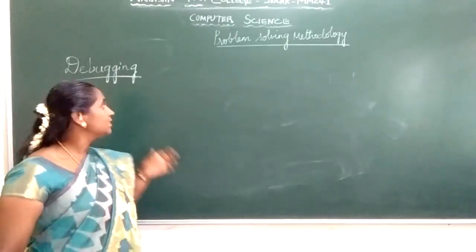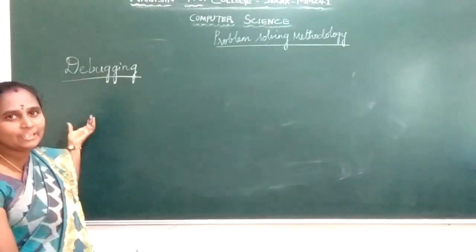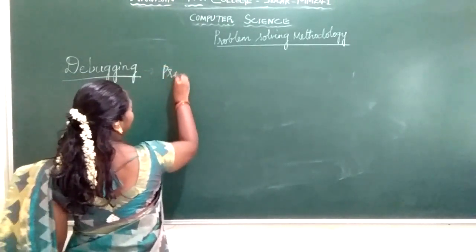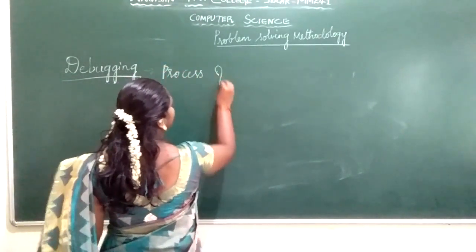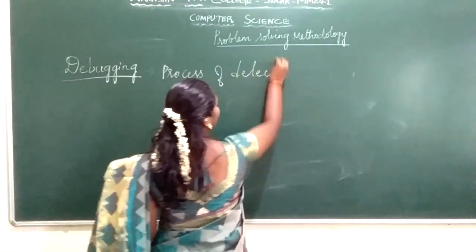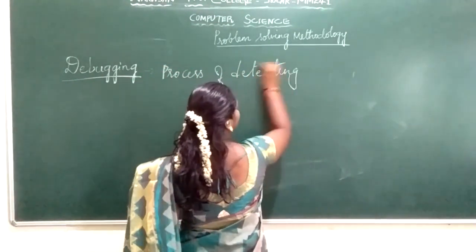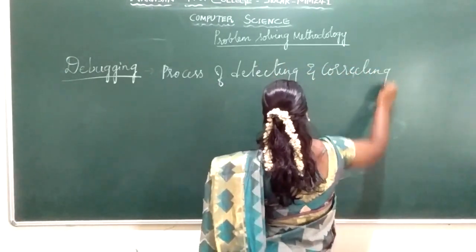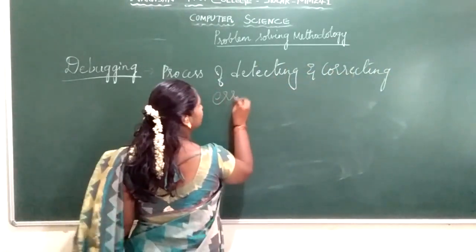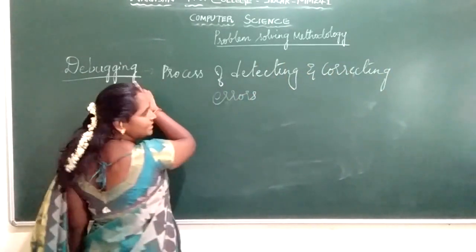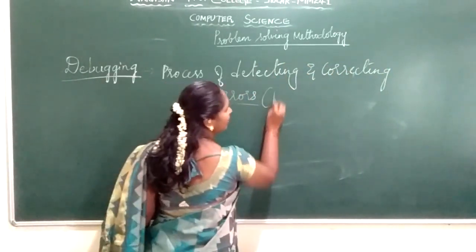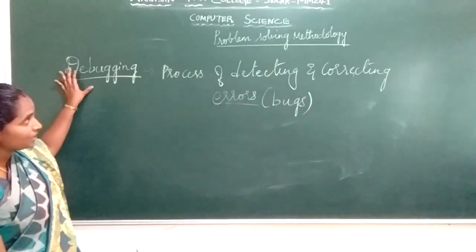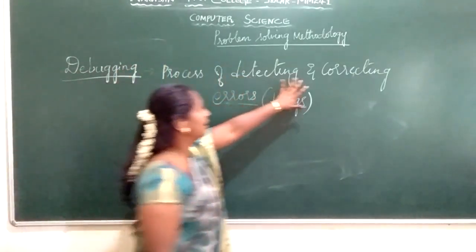Next stage of problem analysis is debugging. So debugging is nothing but the process of detecting and correcting errors. Errors are also called bugs. That is, debugging is nothing but a process of detecting and correcting errors.